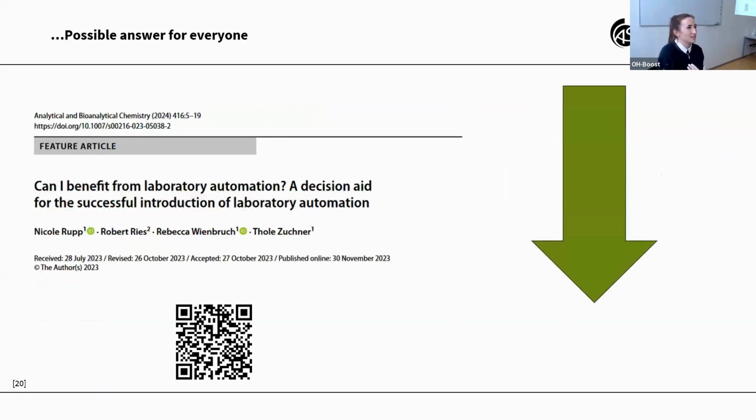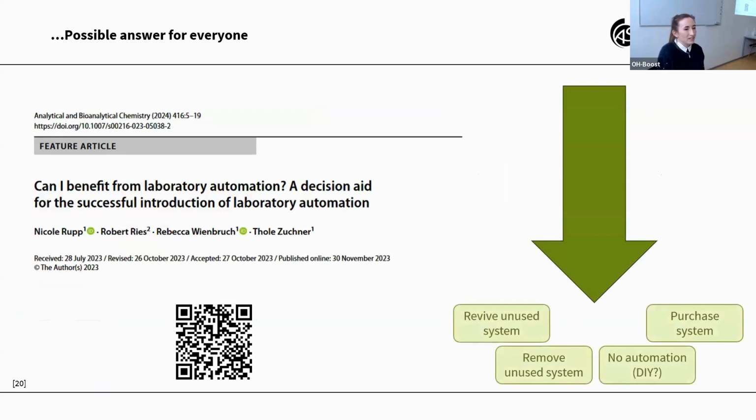So, this is my possible answer for everyone today: this guided aid for possibly successful automation in your lab. I mentioned before there are 4 different outcomes. We can revive an unused system in our lab or remove it, which is also a good message. We can purchase the system and have a founded basis for this decision, or no automation is recommended at this moment. But there are still DIY or tailor-made automation possibilities left in this case.